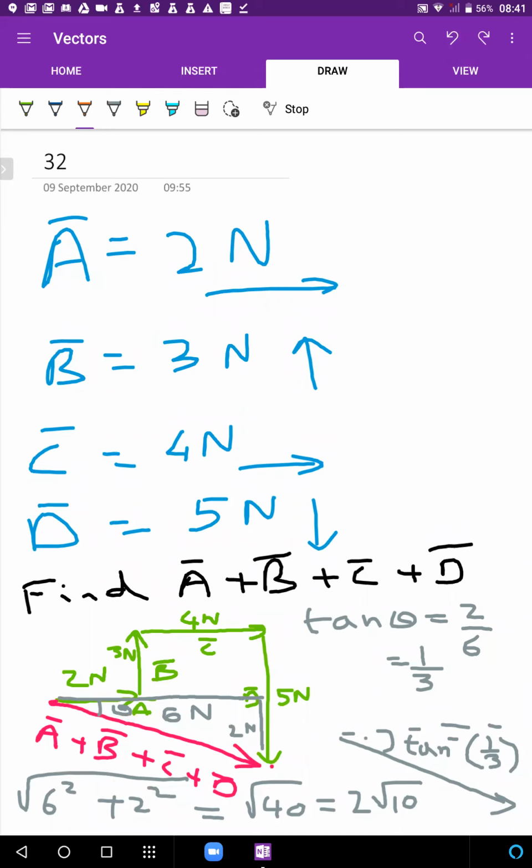So the Pythagoras addition of 6 and 2 will give me root of 6 square plus 2 square, root 40. Yeah, 2 root 10, both are the same. Okay, that is my resultant.